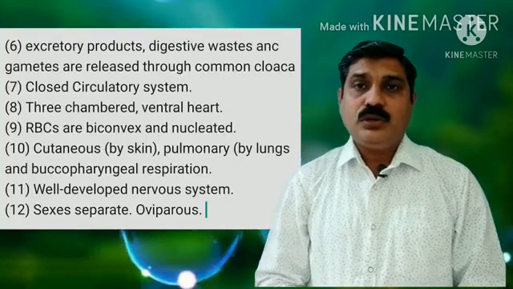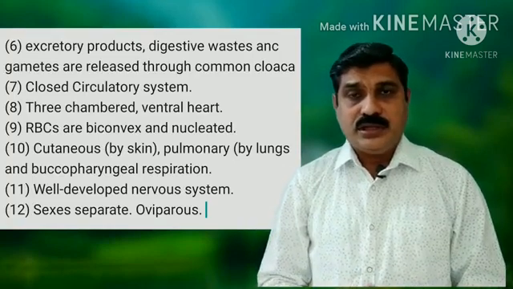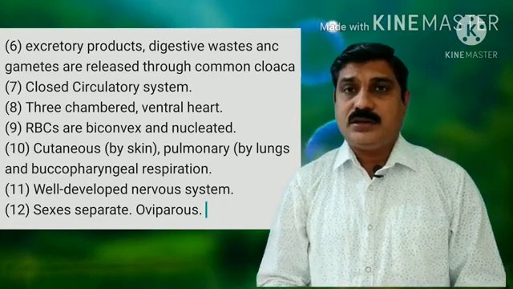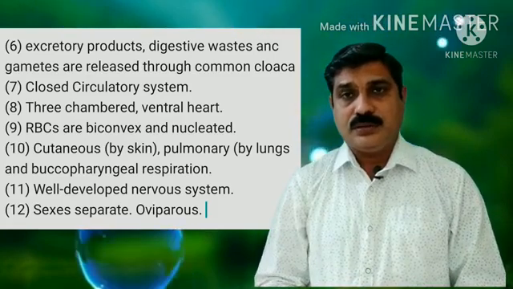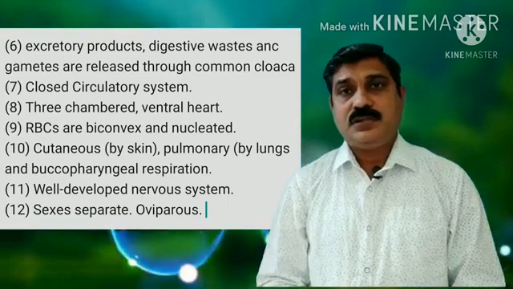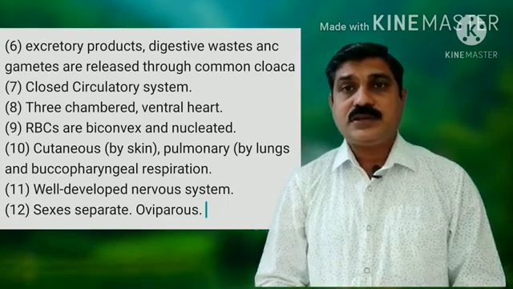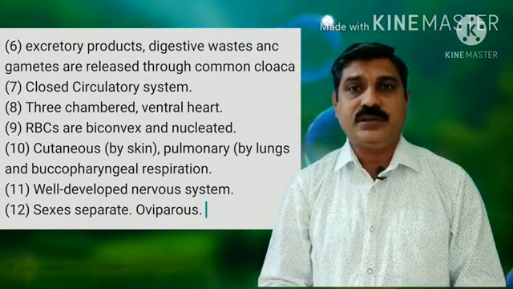Then the next characteristic feature is about the cloaca. In amphibia, the cloaca is present, which is the common outlet in which the urinary opening, the excretory opening, as well as the genital opening occur. So it is a common outlet for three systems: excretory system, reproductive system, and digestive system. These three systems open out in a common outlet that is known as the cloaca.